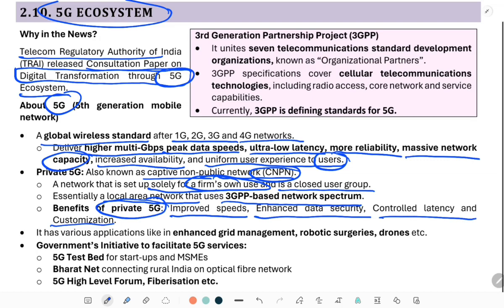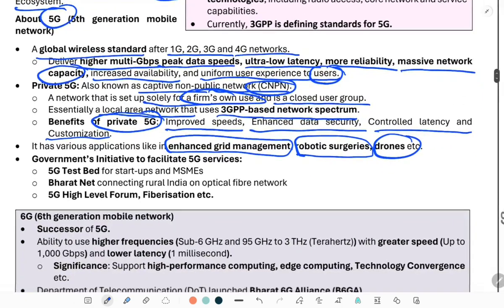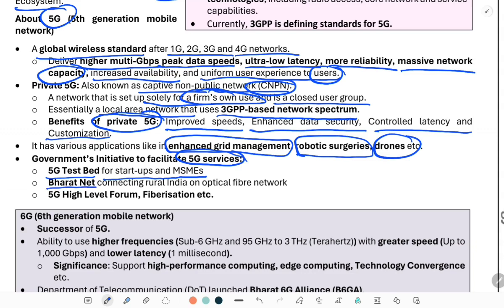It has various applications like enhanced grid management, robotic surgeries and drones. We'll see some government initiatives to facilitate 5G service: the 5G test bed for startups and MSMEs, BharatNet, connecting rural India on optical fiber, and the next initiative is the 5G high level forum and fiberization.